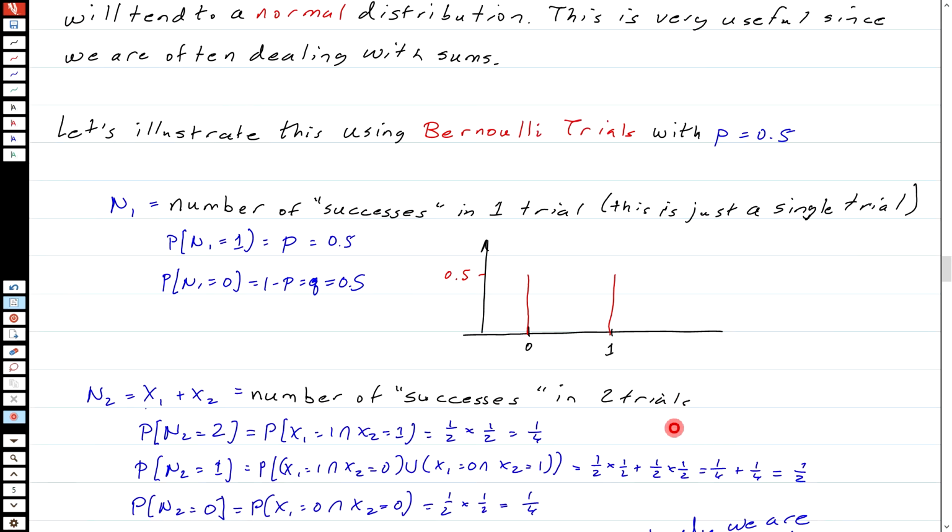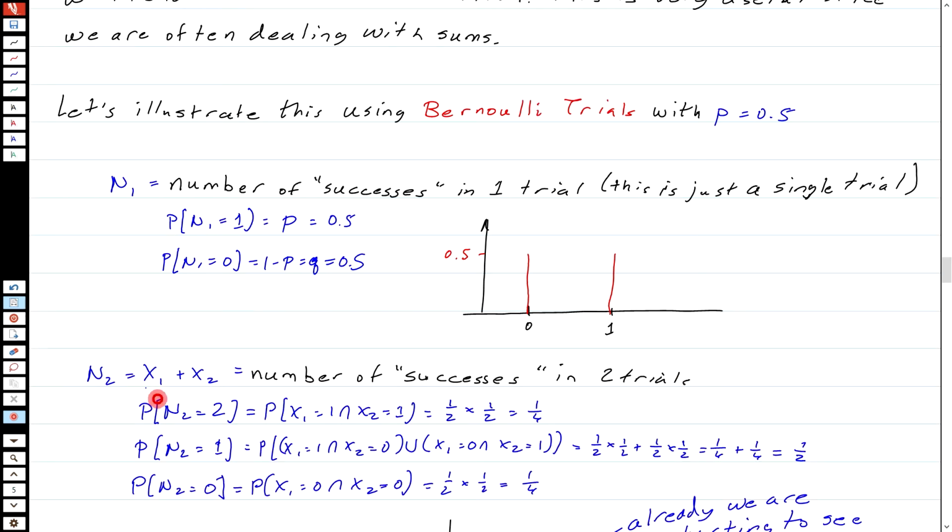However, let's take a look at what happens when we add two of these random variables, x1 plus x2. So this is the number of heads in two tosses, for example. The probability of getting no heads is the probability of getting a tail and a tail, and that's a half times a half, which is a quarter. The probability of getting one head is either a tail and a head, or a head and a tail, which is a half times a half plus a half times a half. Adding them up, we get a half altogether. And then the probability of getting two heads is a quarter.